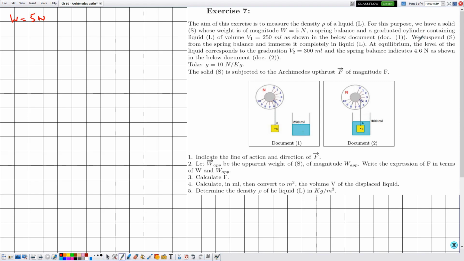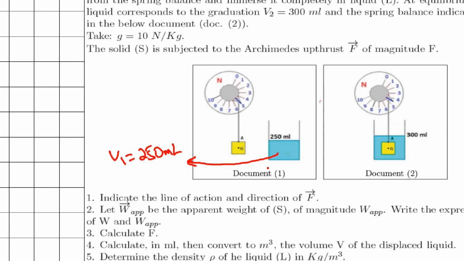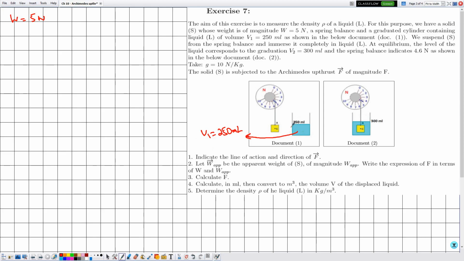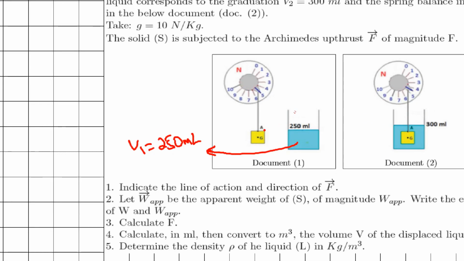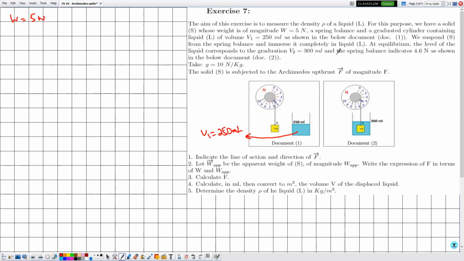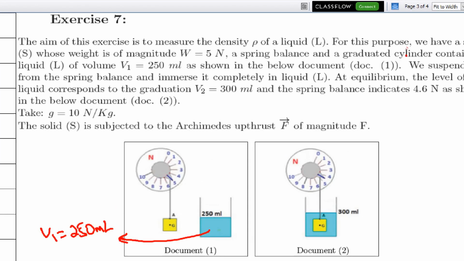A spring balance and a graduated cylinder containing liquid L of volume V1 equal to 250 milliliters. So this volume of liquid is given by V1 equal to 250 milliliters. Why does this represent the real weight? Because they didn't mention any liquid, and in particular here if we look at document 1, we can see the solid S attached to the free end of the spring balance, and the spring balance indicates 5 newtons. Here they mentioned document 1, below document 1.